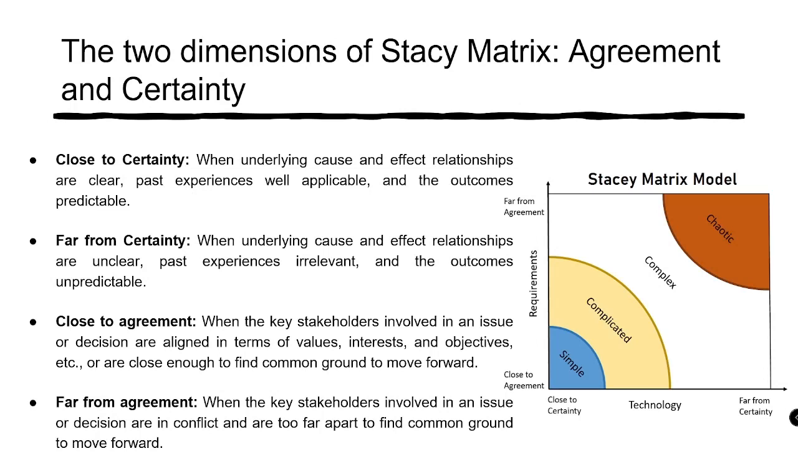Close to agreement is when the key stakeholders involved in an issue or decision are aligned in terms of values, interests, and objectives, are close enough to find common ground to move forward. And far from agreement is when the key stakeholders involved in an issue or decision are in conflict and are too far apart to find common ground to move forward. You can see in the right picture when we get far from agreement and certainty, it gets more complicated or in more complex way. And we get close to agreement and certainty, it gets simpler.